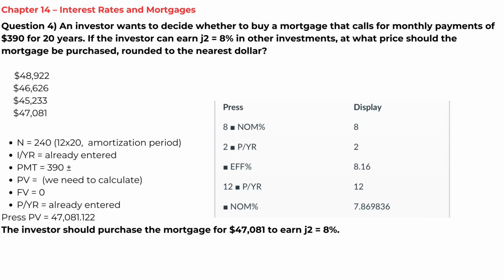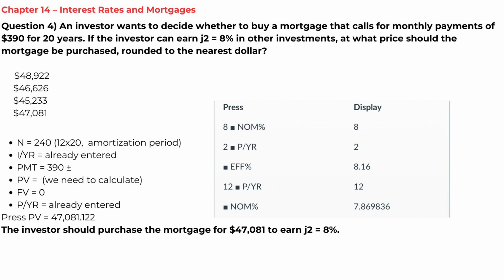Question 4. An investor wants to decide whether to buy a mortgage that calls for monthly payments of $390 for 20 years. If the investor can earn J2 equals 8% in other investments, at what price should the mortgage be purchased, rounded to the nearest dollar? The question is looking to find the present value of the mortgage from the given terms.